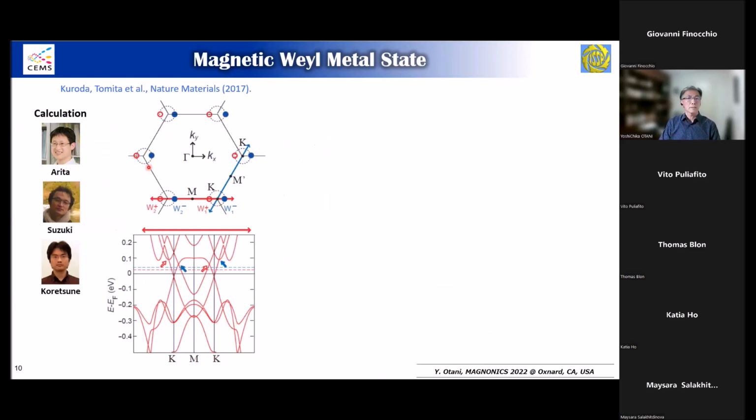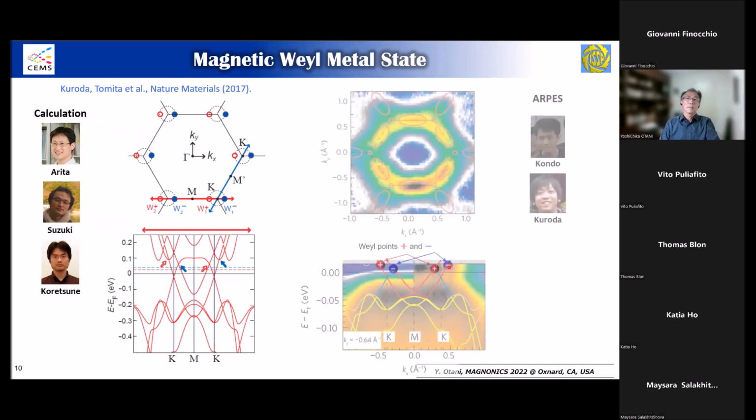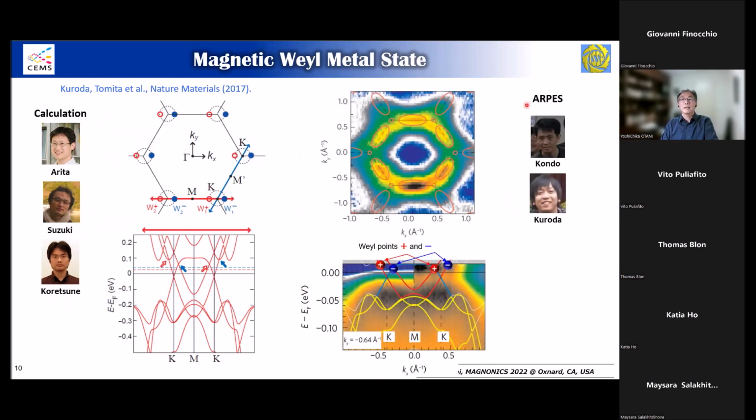There are lots of studies and band calculations performed by Professor Arita's group in collaboration with Professor Suzuki and also Koretsune, now at Tohoku University. They did a mapping of the location of the Weyl nodes, Weyl points like this. And this was confirmed by the ARPES measurement, as you can see here. Although this distribution has to be stretched, and the relationship between the two is a bit different, basically this structure was confirmed by ARPES measurement.